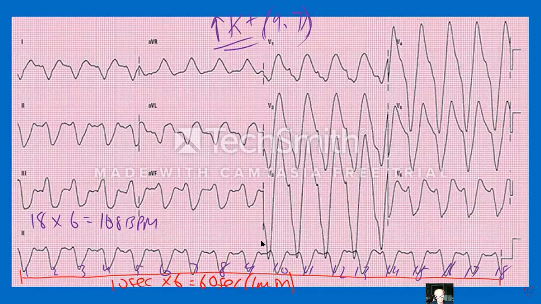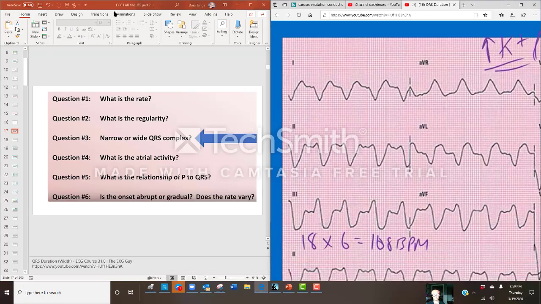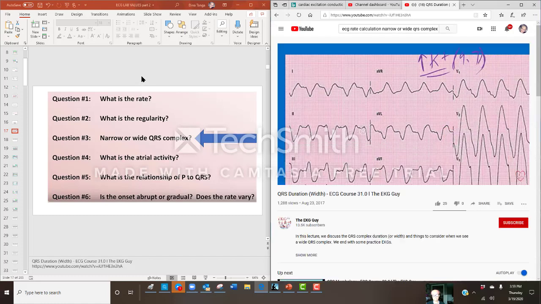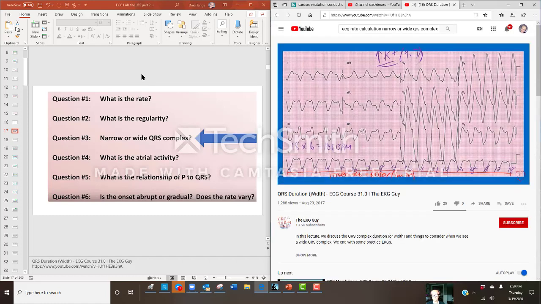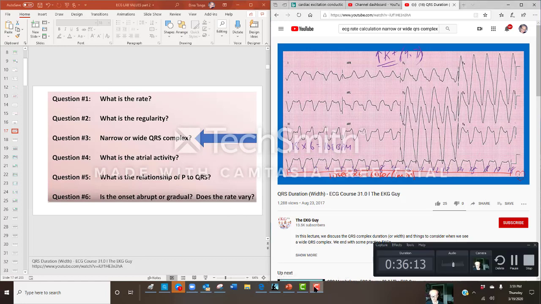Well, that's the end of this lecture. We discussed the QRS complex duration, or the width, and things to consider when you see a wide QRS complex. Remember that algorithm we discussed. We then ended with some practice EKGs. I hope you learned something.